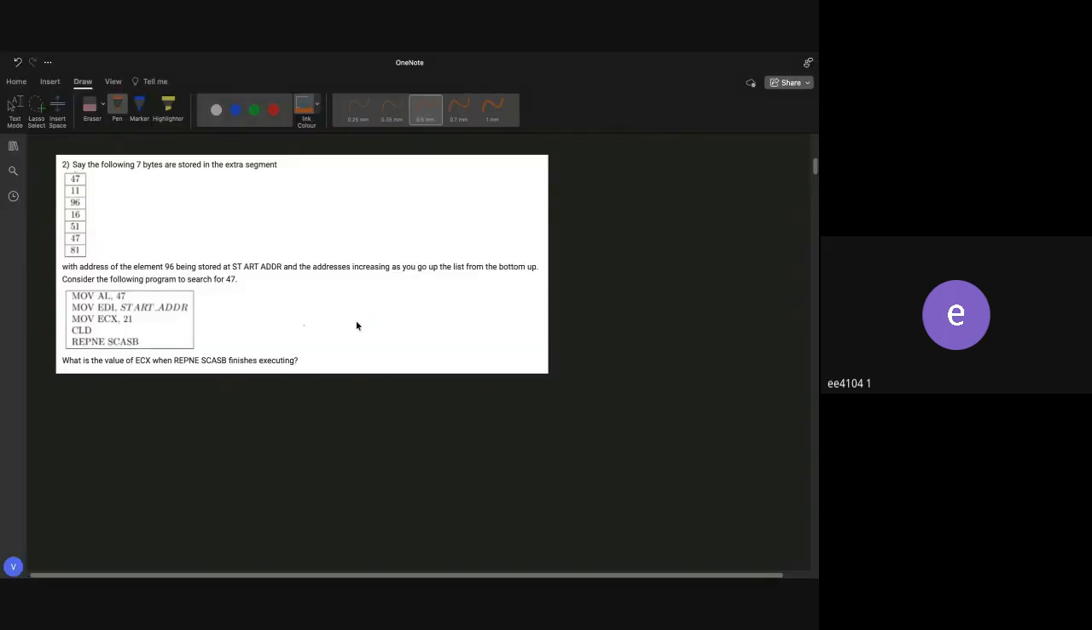Okay, let's try to do it. This was the extra segment. This is how the data is stored, right? Now we have this code and we have to tell what is the value of ECX after executing this code. The first line is move AL, 47. So it will move 47 into AL.